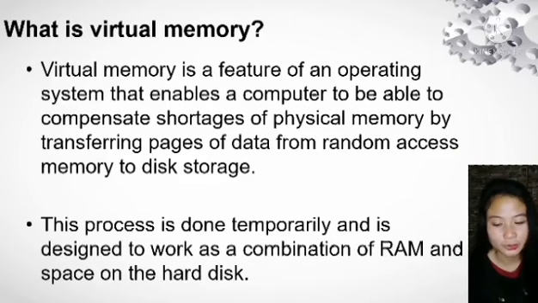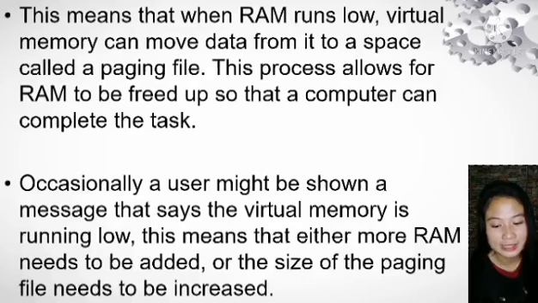Then, what is virtual memory? Virtual memory is a feature of an operating system that enables a computer to compensate for shortages of physical memory by transferring pages of data from random access memory to disk storage. This process is done temporarily and is designed to work as a combination of RAM and space on a hard disk. This means that when RAM runs low, virtual memory can move data from it to a space called a paging file. This process allows for RAM to be freed up so that a computer can complete the task.